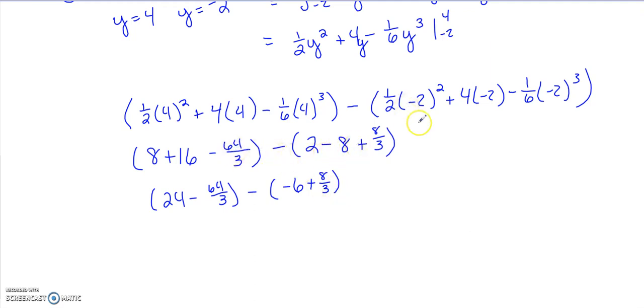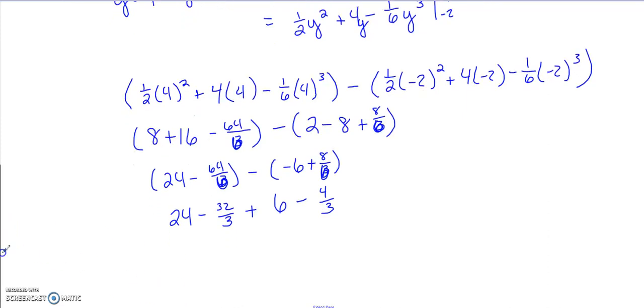Oops, this should be 6. And this should be 6. Okay, so this will be 24 minus 64 thirds plus 6 minus 8 thirds. Doing math is hard. So we get 30 minus 72 thirds, which is 30 minus 24, which is equal to 6.